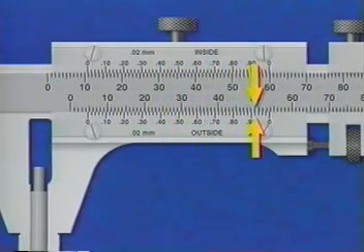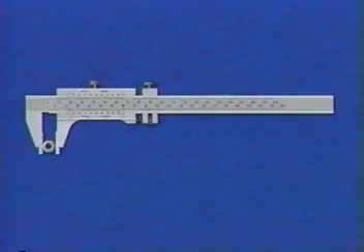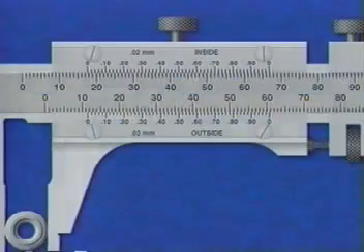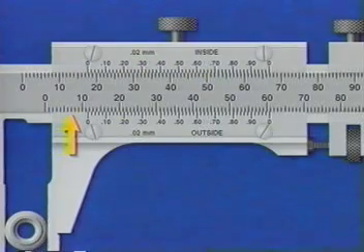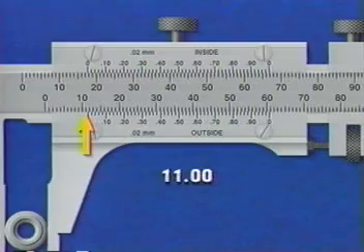This intersection is where the fractional portion of a vernier caliper measurement is read. To read the vernier caliper, first indicate the number of millimeters that are between the 0 on the stationary bar and the 0 on the vernier plate.